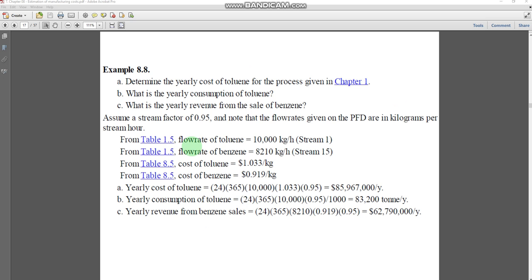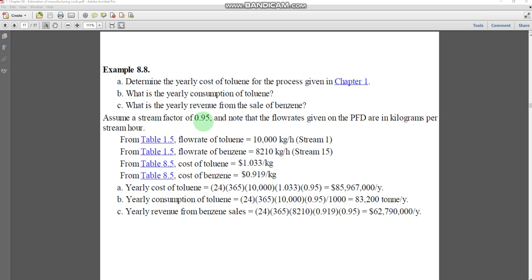Okay, now let us solve this example which is about the stream factor, and we will see what the yearly cost for any raw material and product is, and what could be the revenue from the sales. Determine the yearly cost of toluene for the given process in chapter number 1. So there was a toluene hydrodealkylation process. What is the yearly consumption of the toluene? So we have to see the process flow diagram. What is the yearly revenue from the sale of benzene? And we have to see what the revenue from the benzene sale is.